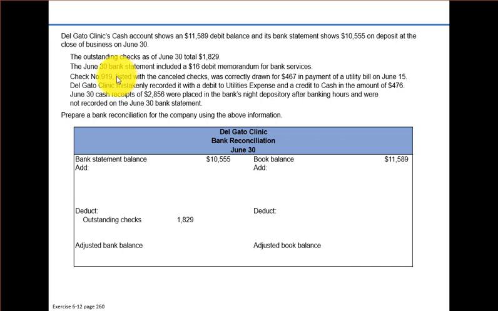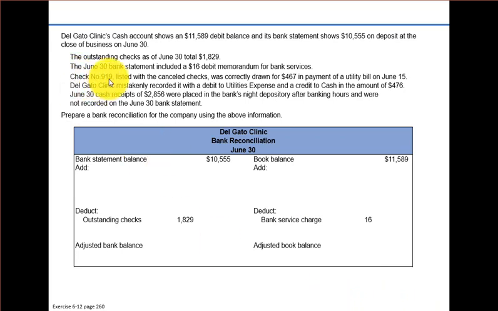And then we have a June 30th bank statement that includes a $16 debit memo for bank services. So we've incurred some bank fees, but we don't know about them until the bank statement arrives. And so that's something the books don't know about, and we will subtract this $16 charge from the book side.